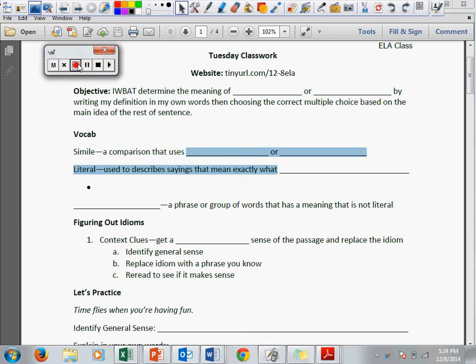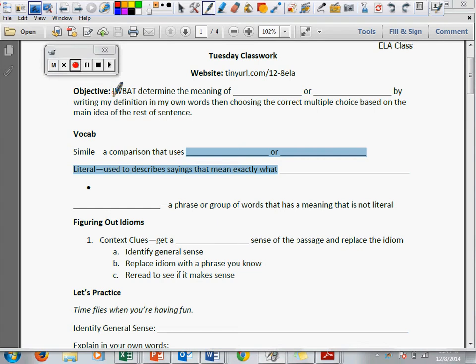Great. Welcome to Tuesday's ELA class. Remember that when you're watching the video, your notes should look exactly like mine the whole time. So if ever I underline something, you should go ahead and underline it. The one exception is that if ever I highlight something, that's really just to draw your attention, and that's where I want you looking.